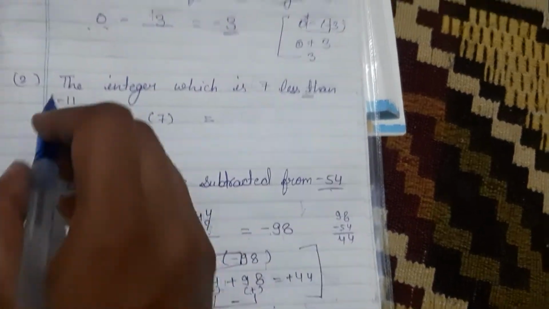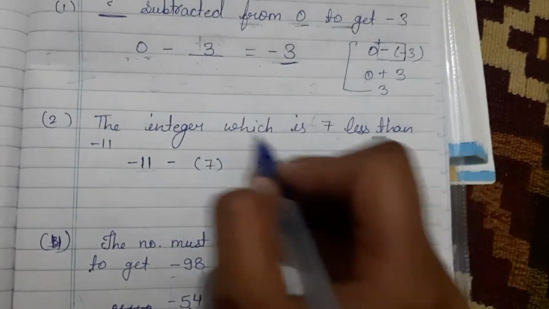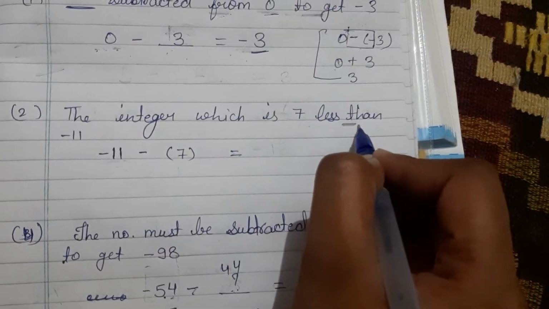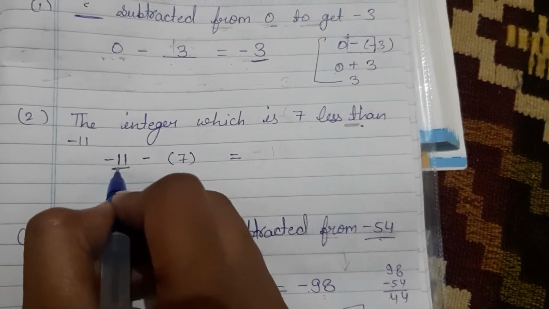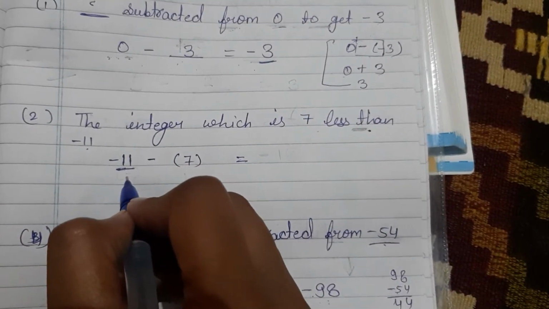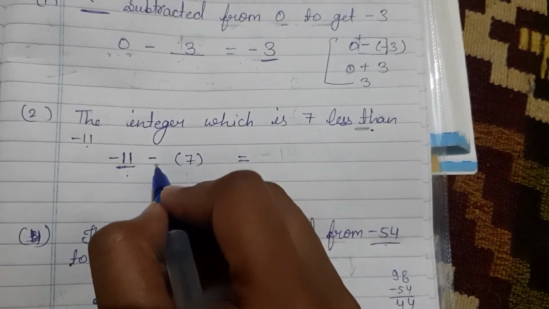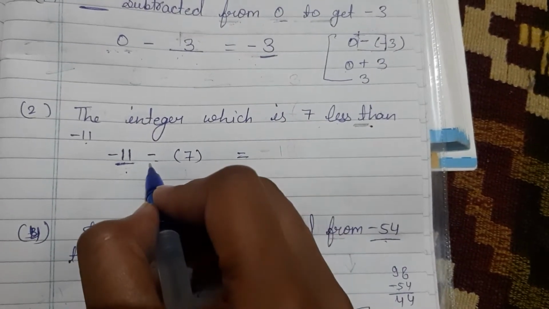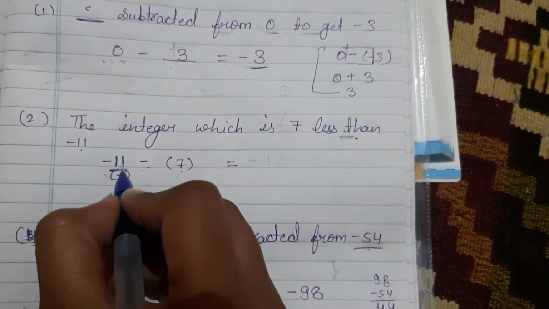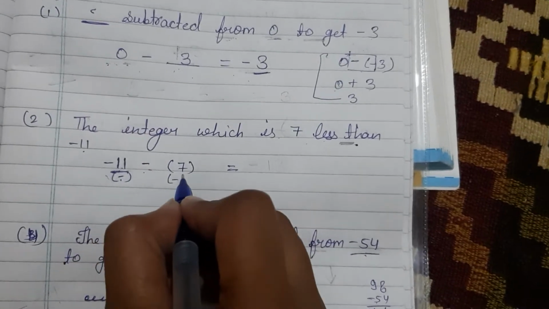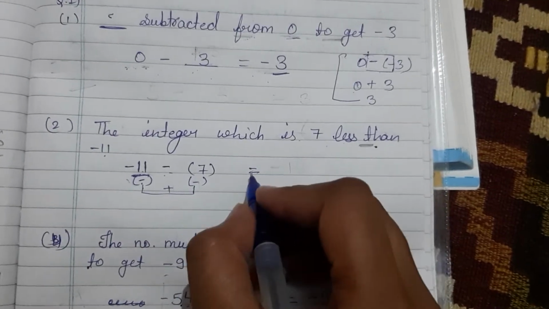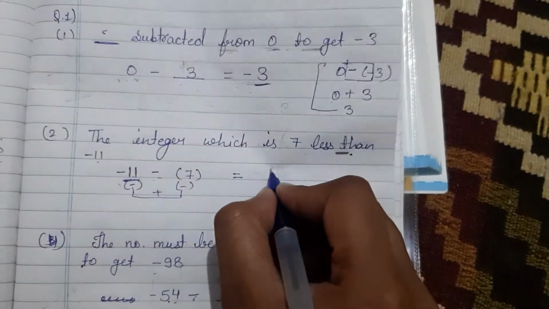Got it now? That integer which is 7 less than minus 11. Then same process, after the word "than", whatever the digit is, you have to write first. Okay, so what is my less than digit? Minus 11. So I wrote here first minus 11, then after, for the less than symbol, you write minus, then the first digit, 7. Okay, now the process you know. You have to put the sign below their digit. This is minus, and this is also minus. Minus minus plus, so you have to do plus. 11 plus 7 becomes 18.